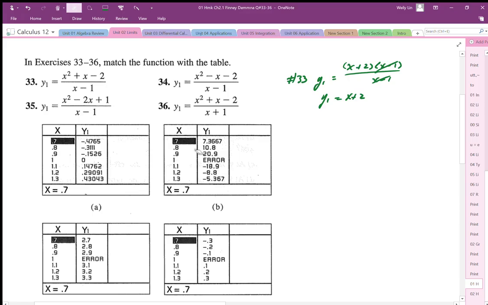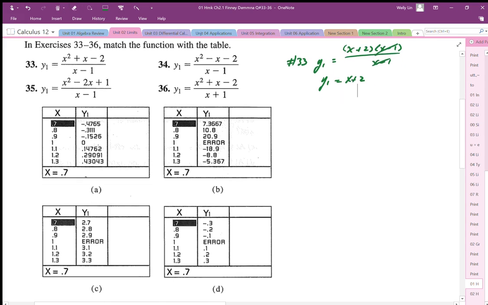So B looks like the values do not fit this equation. When x is 1.1, y should be 3.1. That's not true. Okay, so if we take a look at the other tables here, it looks like C is going to match number 33. So we're going to put C there.